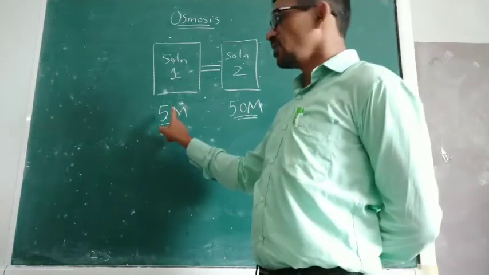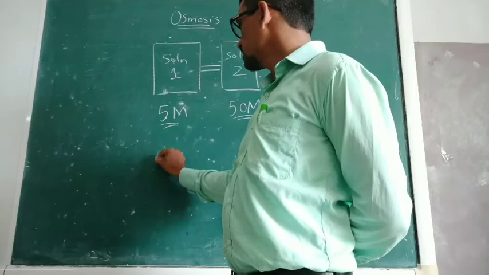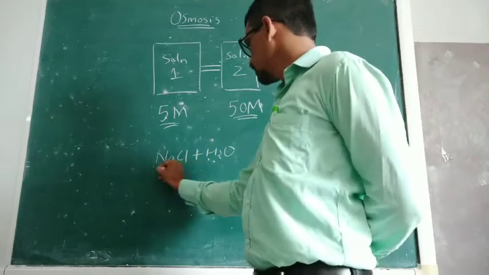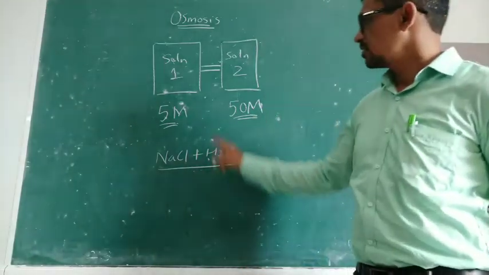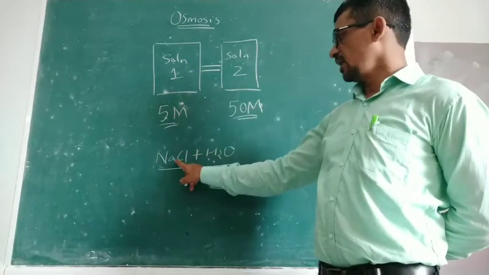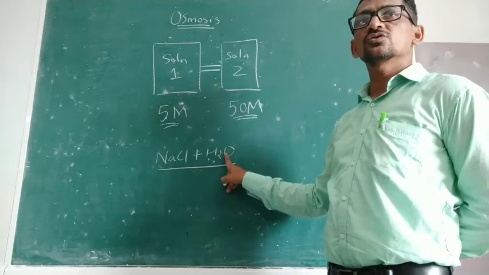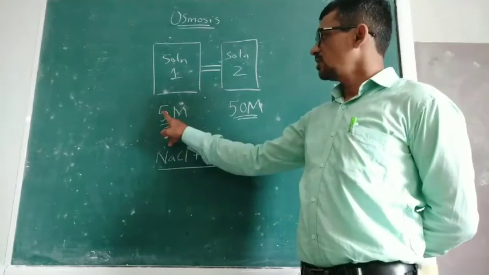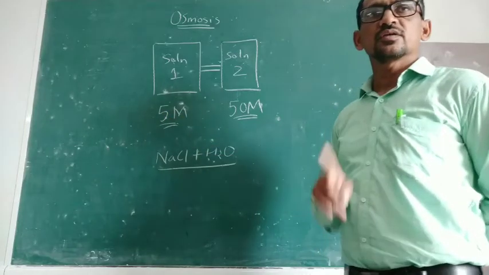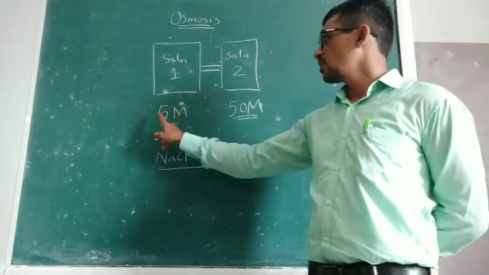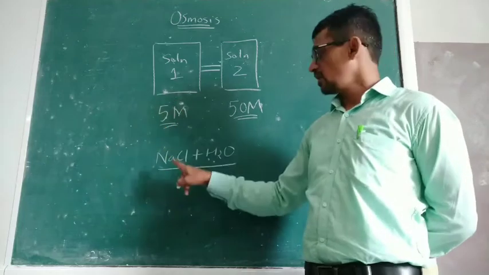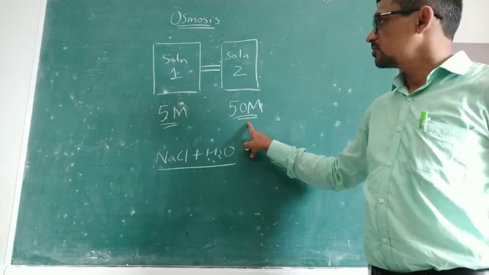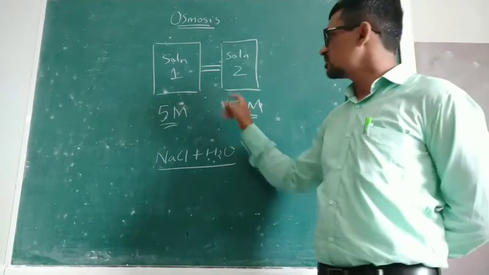This solution is prepared by adding NaCl plus water. So we have prepared this solution by adding NaCl in water. So water is a solvent and NaCl is a solute. Here 5 molarity means in 1 liter solution I have added 5 moles of NaCl. Here 50 moles of NaCl. So concentration of this is this.